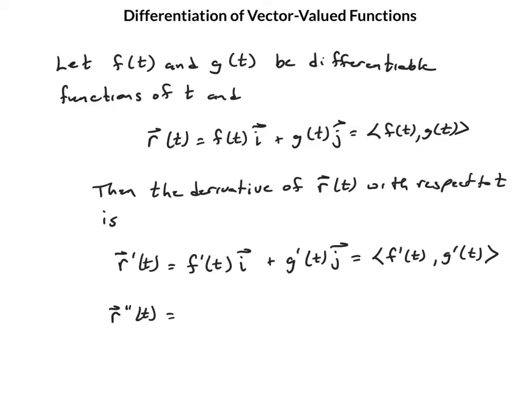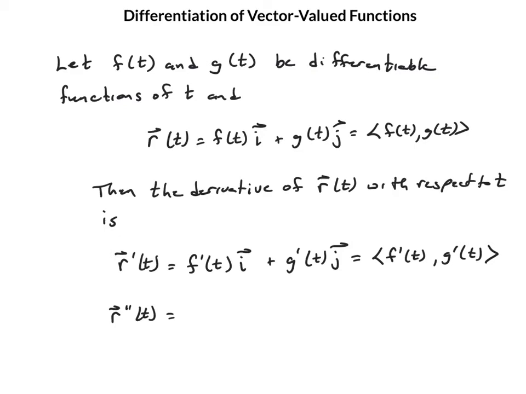Now let's take a look at how we find the derivative of a vector valued function. In this case, we let f of t and g of t be differentiable functions of t, such that the vector valued function r of t is f of t times vector i plus g of t times vector j, or I can write it as f of t comma g of t in vector notation. Then the derivative of the vector valued function r of t with respect to t is the vector valued function r prime of t, which is f prime of t times i plus g prime of t times j. Written as a vector, the horizontal component is f prime of t, and the vertical component is g prime of t. This same idea exists for our second derivative.